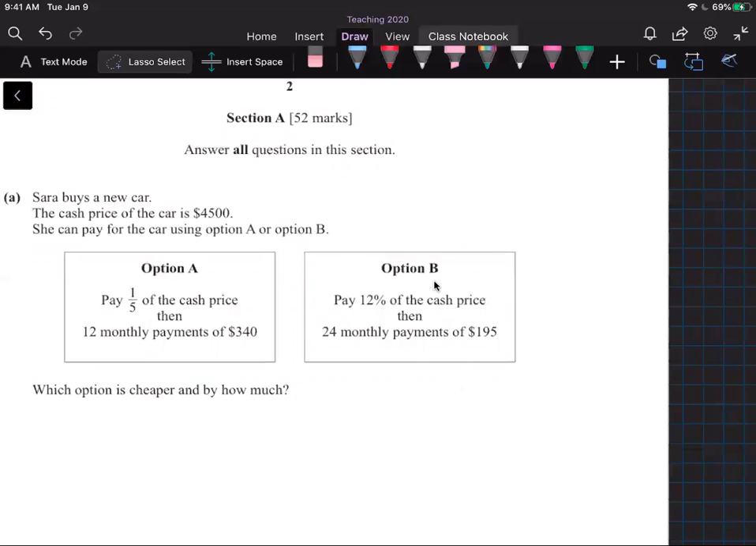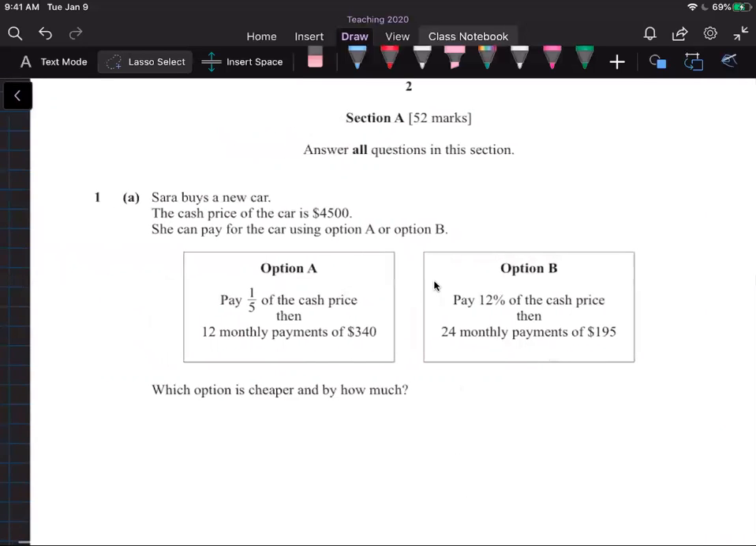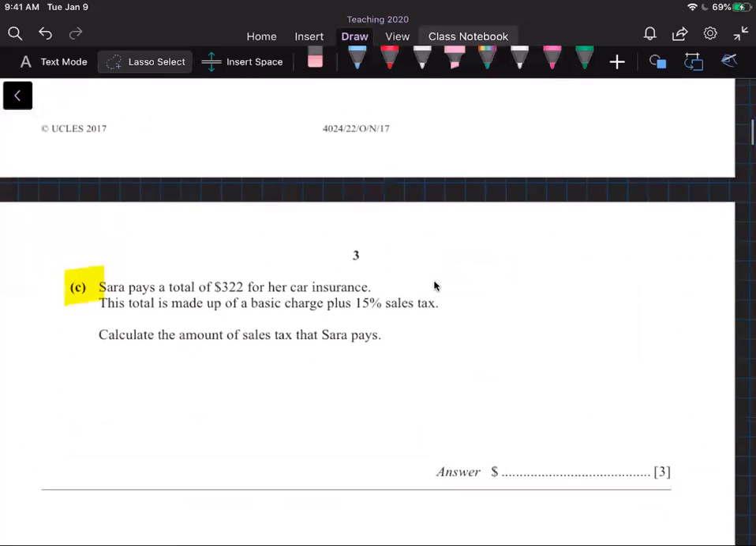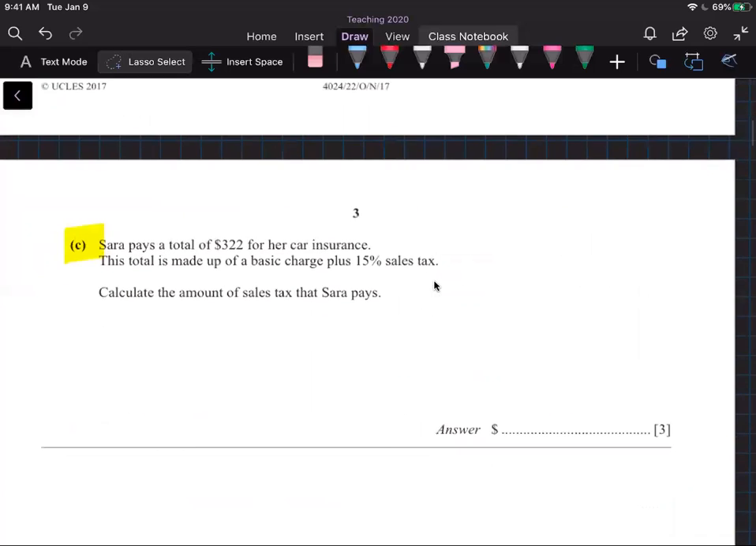So now here, I will explain the questions that you asked me to explain. So this is November, paper number 2, November 2017. Now, number 1, part C. This question is about chapter 9, which is financial transaction.